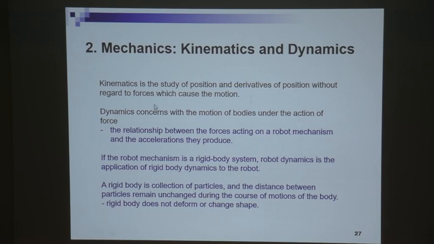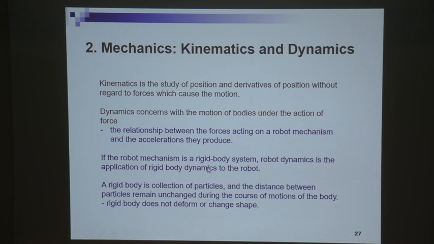So there's a lot of definitions over here. This is a quick revision for you if you have previously taken the applied mechanics class. When we say that dynamics is concerned with the motion of the body under the action of force, in other words, we are talking about the relationship between the force acting on a robot mechanism and the acceleration they produce. So when we're talking about dynamics, we are looking at the inertia and acceleration. If the robot manipulator is a rigid body system, the robot dynamics is an application of the rigid body dynamics to the body.